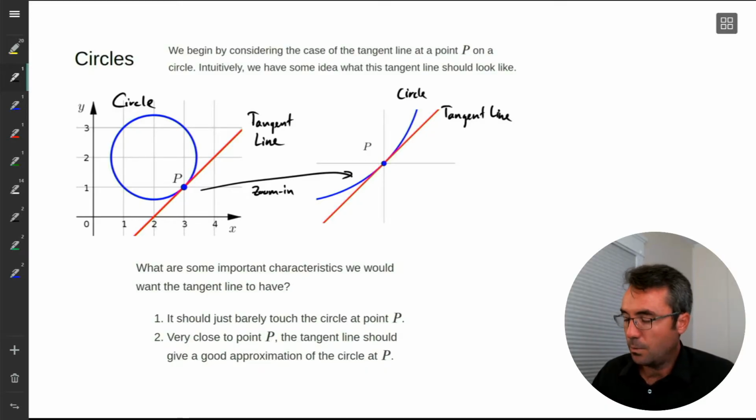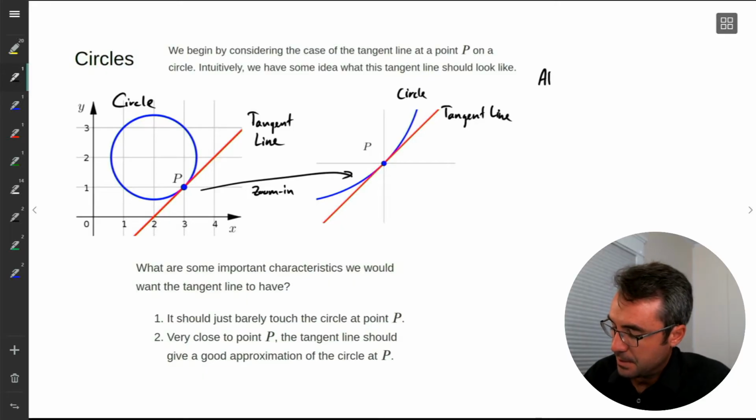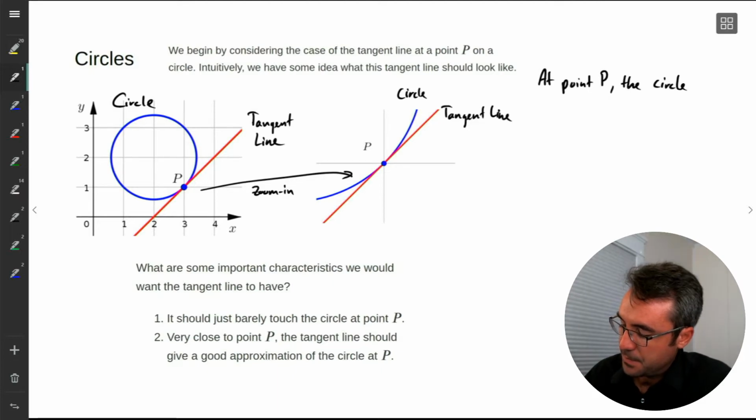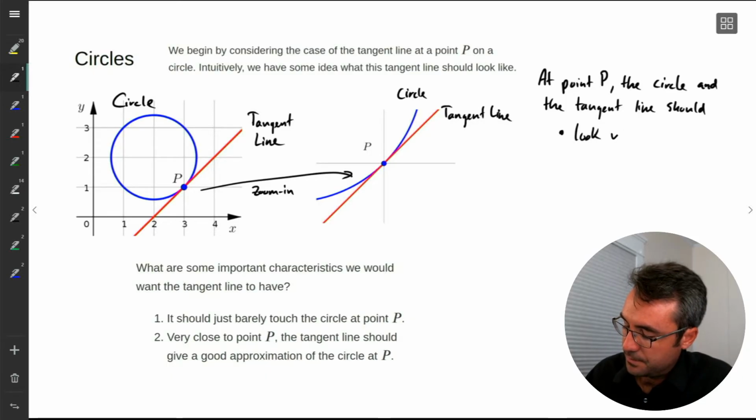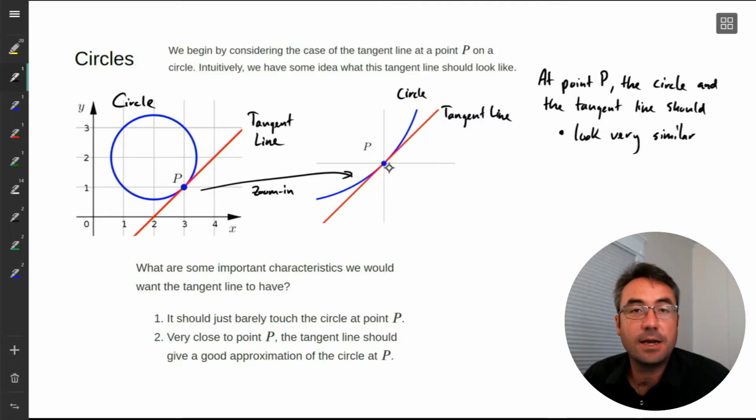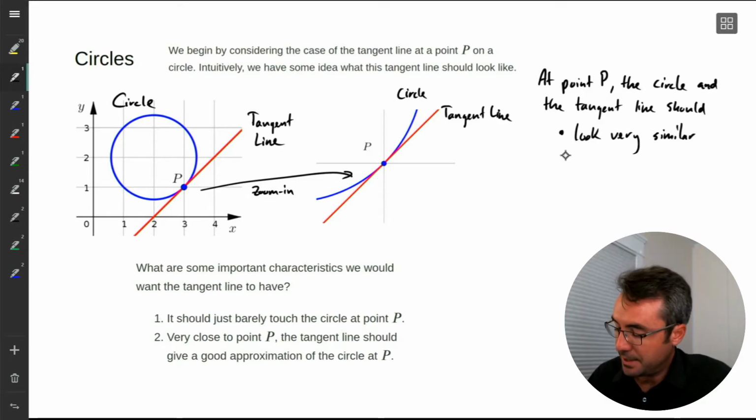So, what we want, at point P, the circle and the tangent line should, a few things, they should look very similar, which is what we're seeing. If we're looking right around point P, it's hard to tell the difference between where the circle is and where the tangent line is. Once we move away from P, this circle veers off. But right in here, it's hard to tell the difference. They look very similar.